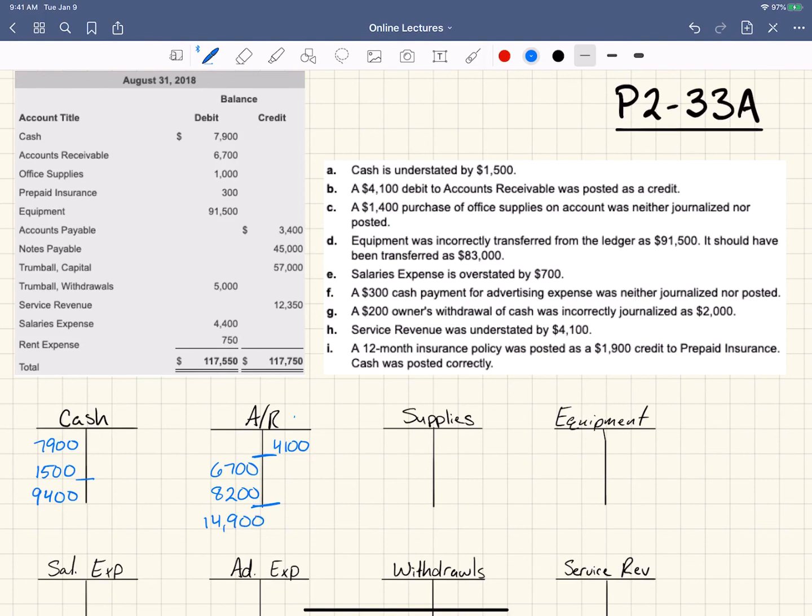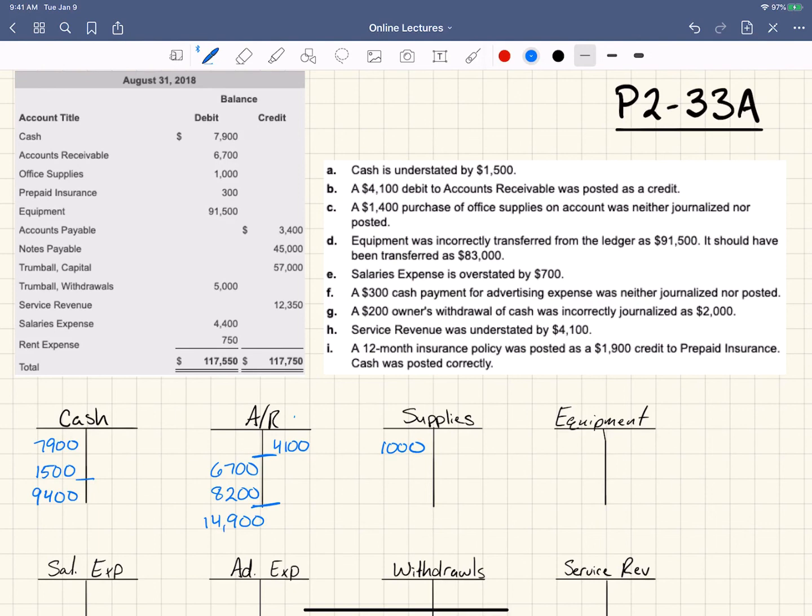So this would be then the balance that we would update here. Okay. Moving on to C. A $1,400 purchase of office supplies on account was neither journalized nor posted. Okay, so office supplies is sitting here with a balance of 1,000. And we had just a journal entry that was forgotten, right? We didn't post it or journalize it.